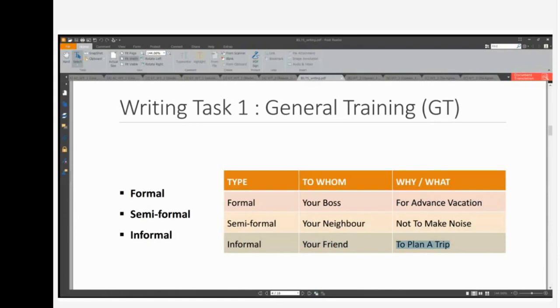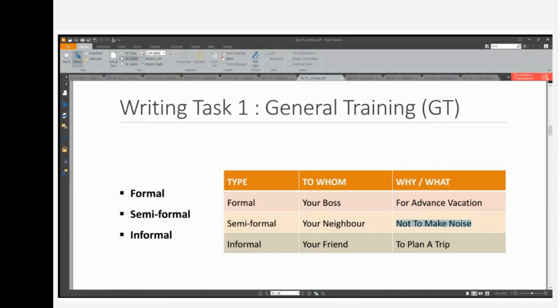Semi-formal is something in between a formal and informal letter. For example, you're writing a letter to your neighbor not to make noise after 10 p.m. at night, something like that. This is something that falls between a formal letter and an informal letter. We call it a semi-formal letter.